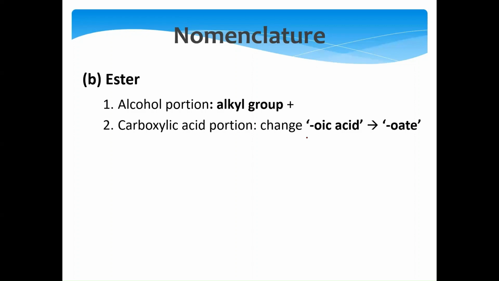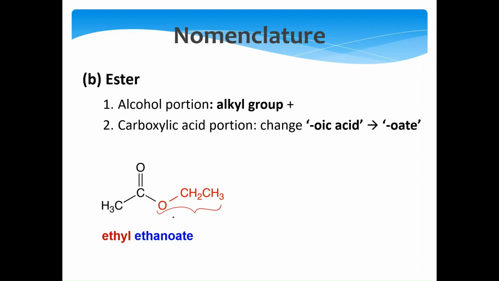Let's take a look at some examples. If we have CH3COOCH2CH3, you would be able to identify that the red portion here comes from the alcohol ethanol. So for the alcohol portion, we put it as an alkyl, it will be ethyl. Then the black portion over here, you can see that it's from the carboxylic acid, ethanoic acid.